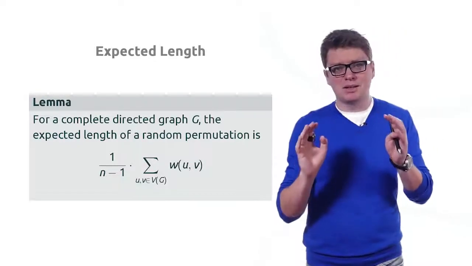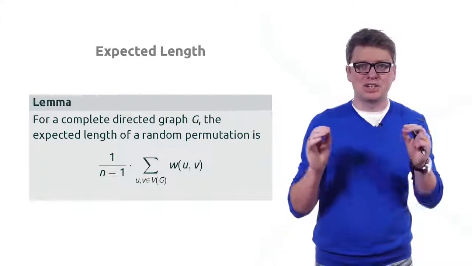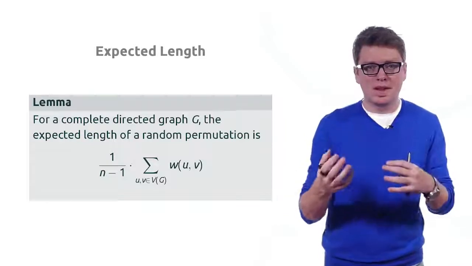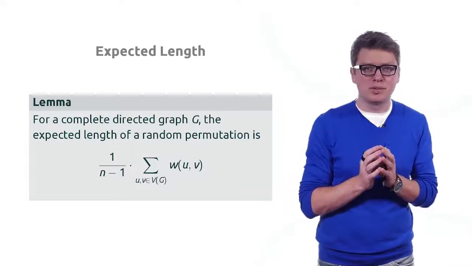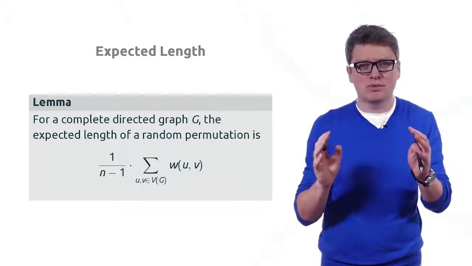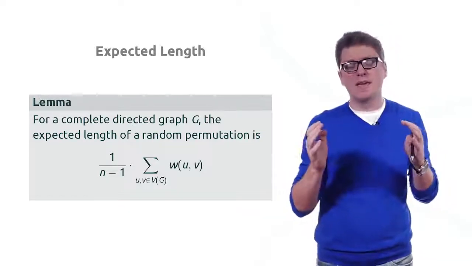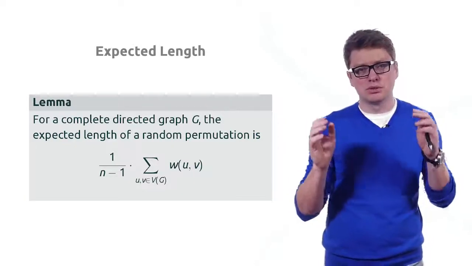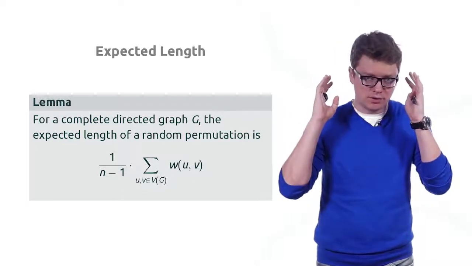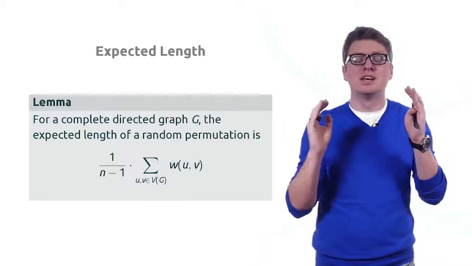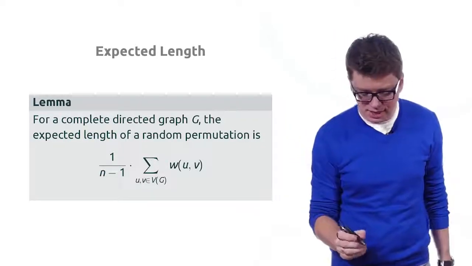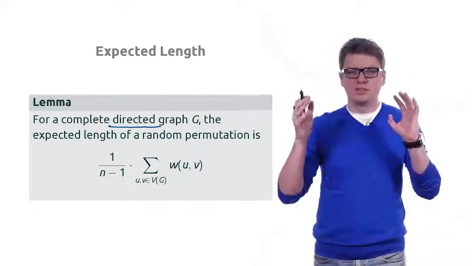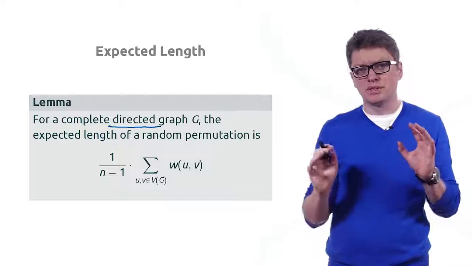So the lemma that you see here on the slide tells us how to compute the weight of a random permutation. And when I say the weight, I mean, of course, the expected weight. The expected weight of a random permutation is equal just to the sum of the weights of all edges divided by n minus 1. And here I assume that we have a directed graph. Informally this can be proved as follows.